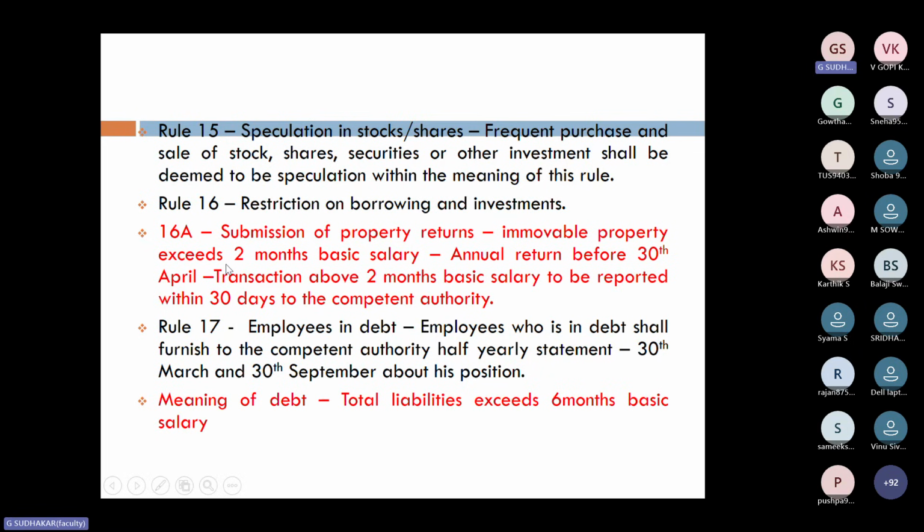17, not so important. 16A is very, very important. Rule number 16, 16A. Meaning of debt, total liabilities exceed 6 months basic salary. The meaning of debt under CDA rules is as follows. If your total liabilities exceed 6 months basic salary, not DA, not gross, only 6 months basic, then you will be considered as in debt under CDA rules.